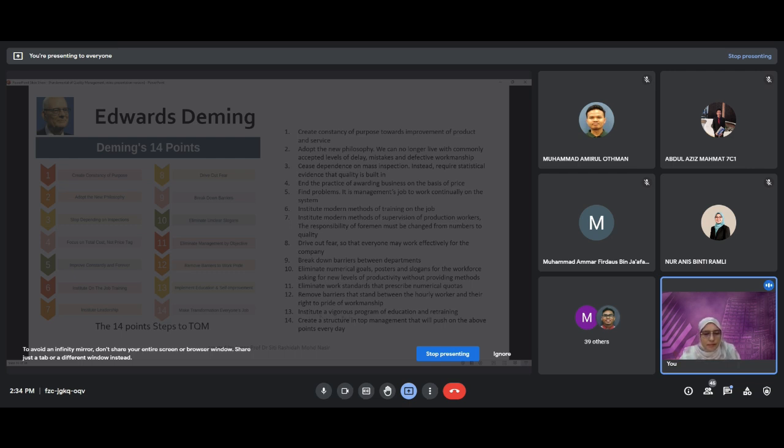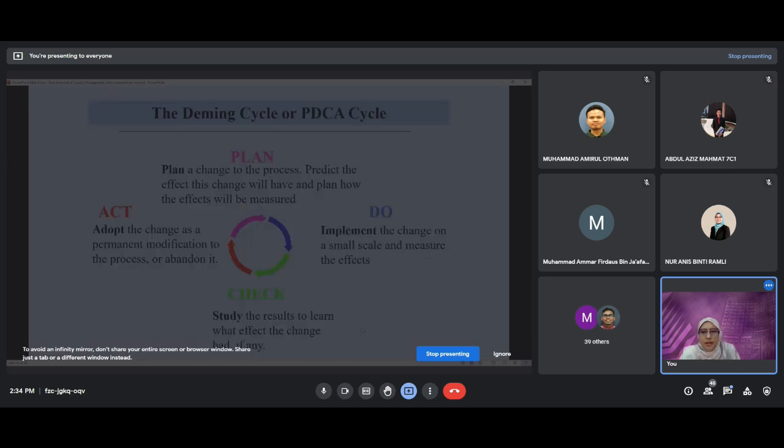Institute a vigorous program of education and training, and create a structure in top management that will push on the above points every day. So it means that the management has to make sure that quality is being imposed on the subordinates. Okay, Deming also established the Deming cycle, or they call it the PDCA cycle.